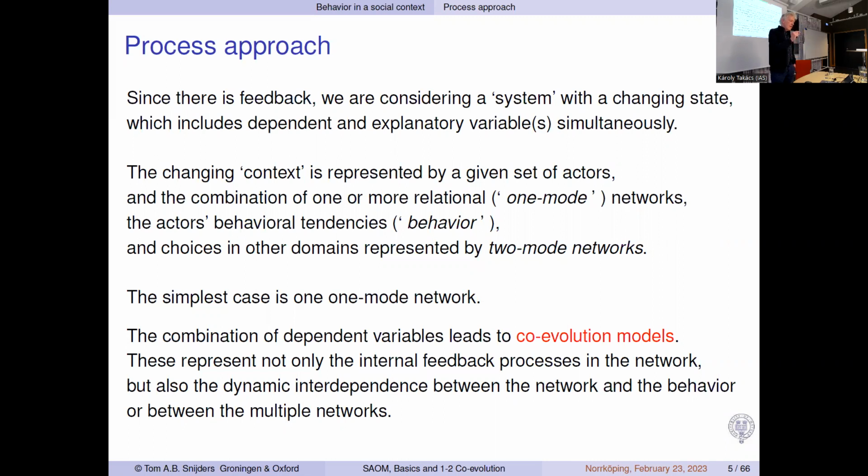The simplest case of this model is with one complex dependent variable, like a one-mode network. But it becomes really interesting when you've got several dependent variables, like a one-mode network and a behavior variable, and perhaps a two-mode network or several one-mode networks. And then we speak of co-evolution, so the joint dynamics.